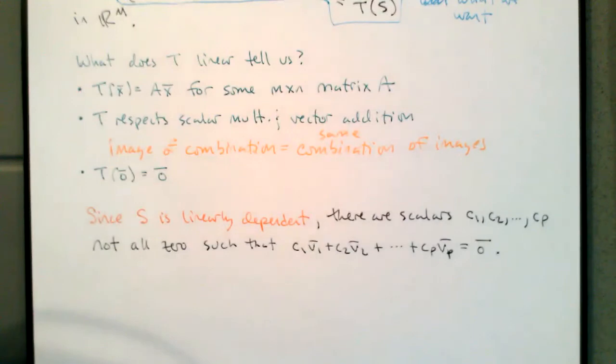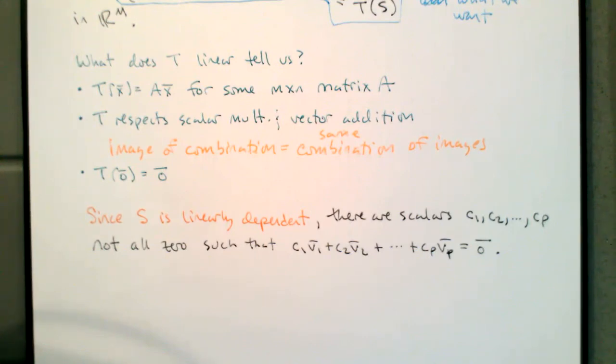A non-trivial linear combination of these vectors will result in a 0 vector because they're linearly dependent. That means one of these vectors is a linear combination of the others. Since the C1 through CP are not all 0, I'll be able to divide by whichever one is not 0. Subtract everything onto one side, divide by the coefficient that's not 0, and then we have our linear combination.